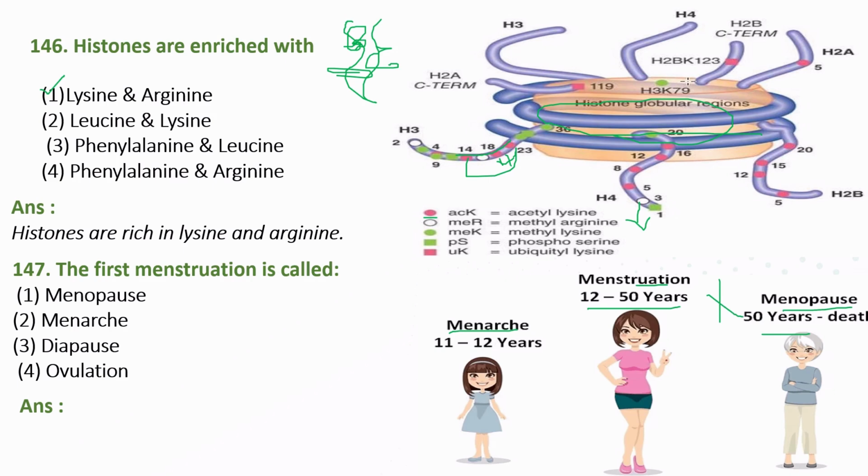Okay, so that will lead to death after 50 years when menopause has stopped, according to how the female's body changes. Okay, so it will happen. So the first menstruation is obviously called menarche.